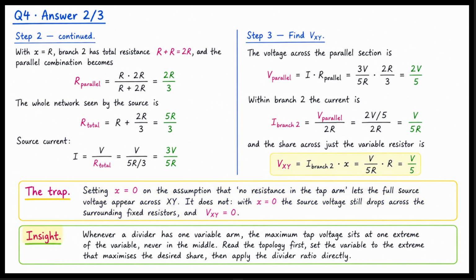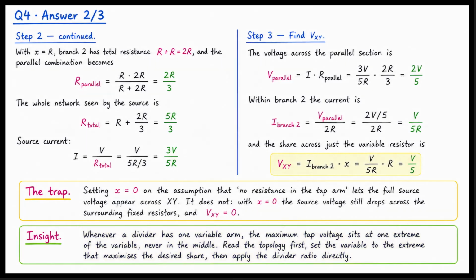The transferable insight. When a divider has one variable arm, the maximum tap voltage sits at one extreme of the variable, never in the middle. Read the topology first, set the variable to the extreme that maximizes the desired share, then apply the divider ratio directly. This general rule saves you from doing calculus on a problem that is really just an endpoint check.